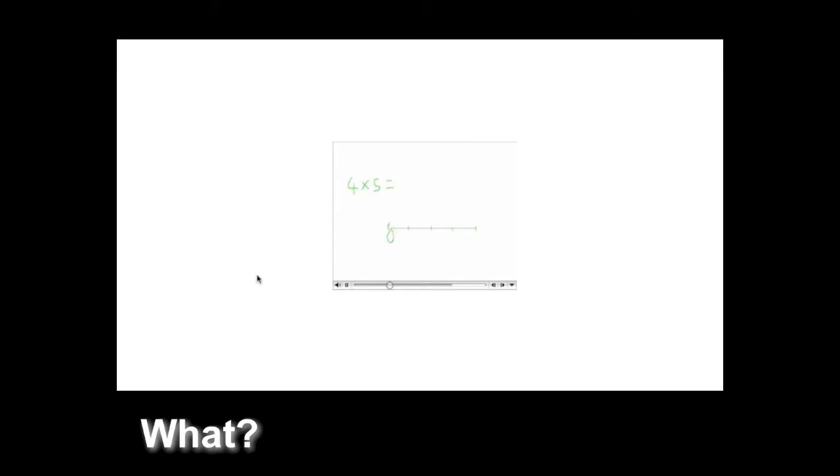Zero add 5 is 5. Add another 5 is 10. Add another 5 is 15. And add another 5 is 20. So the answer is 20.